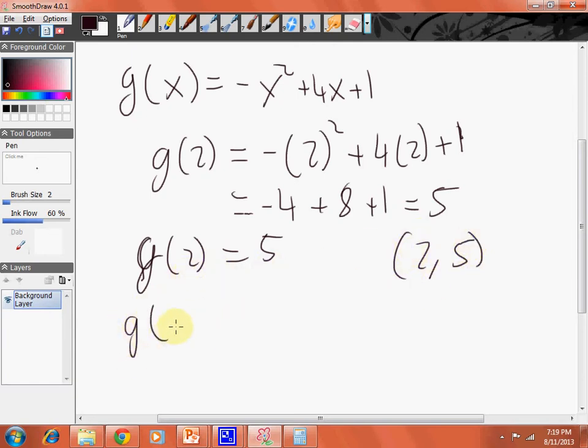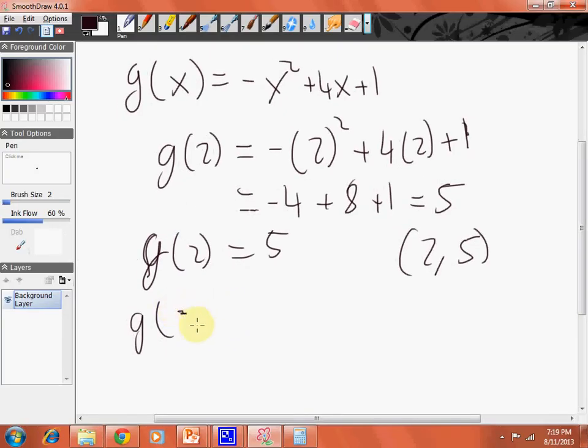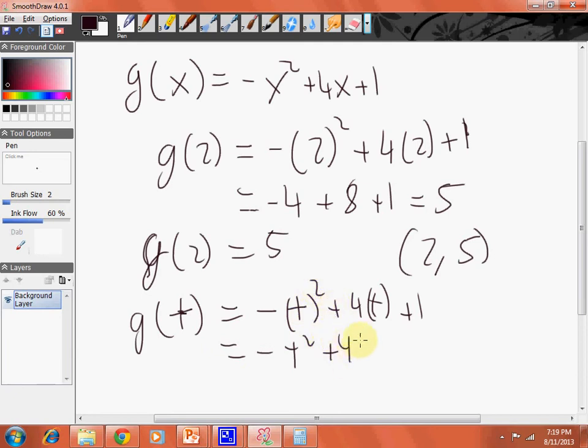The other one I believe was g of t, and g of t just means that instead of having an x, I'm plugging in a t. And then we can simplify it to negative t squared, because t times t is t squared, plus 4t plus 1. It looks a little bit ugly, but you get the point.